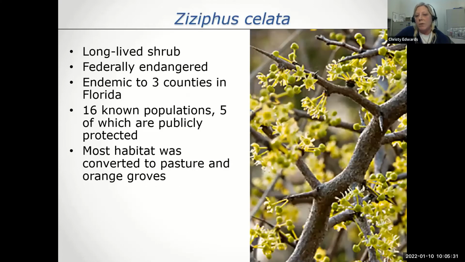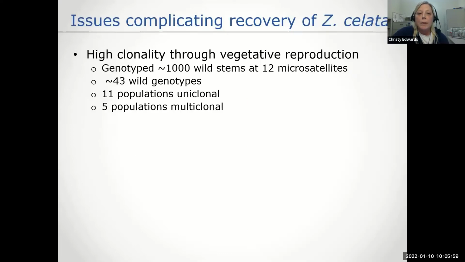So there's an example of this that I've been working on for the past 15 years. This is Ziziphus celata. It's a long-lived shrub that's found in 3 counties in Florida. It's federally endangered and it's known from 16 sites. This species has been declining for years due to habitat loss, and it's naturally rare. So, next slide.